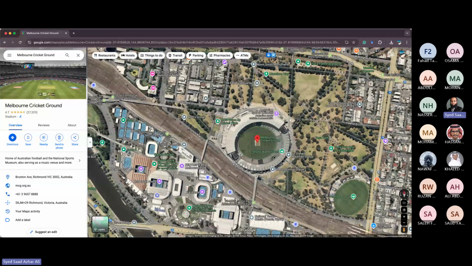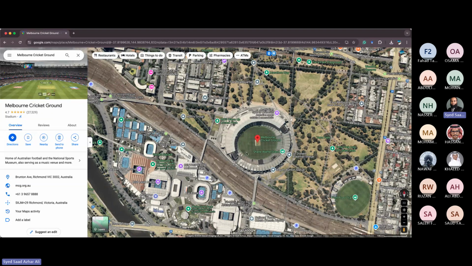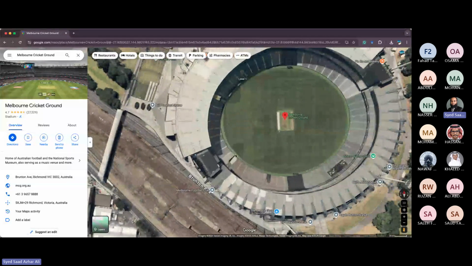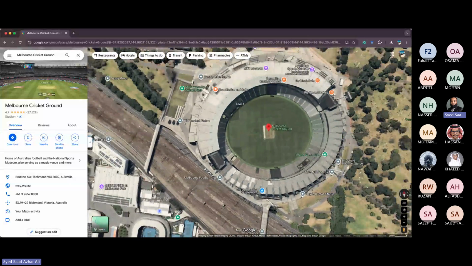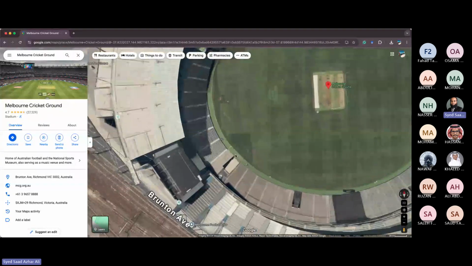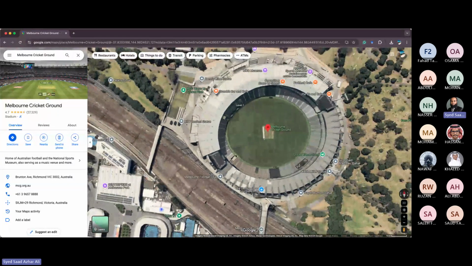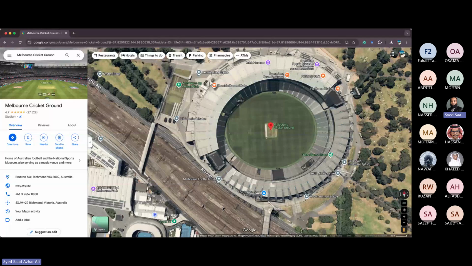So this is Melbourne, and the cricket match was happening this morning here. I just tried to go closer, and you can see the difference. Can you see the difference in this zoom and the other zoom? Look at this light tower.